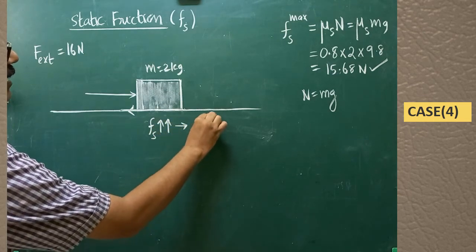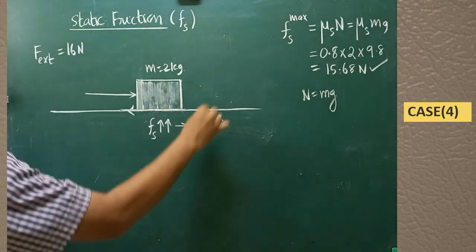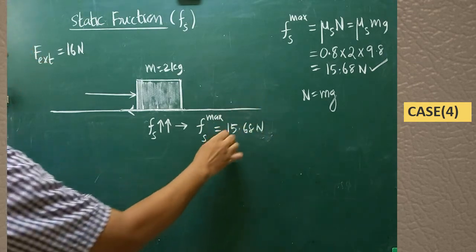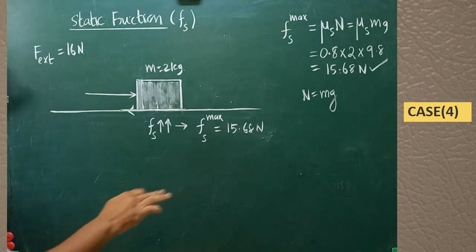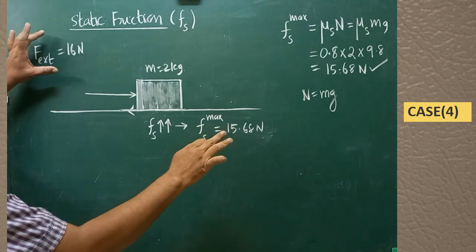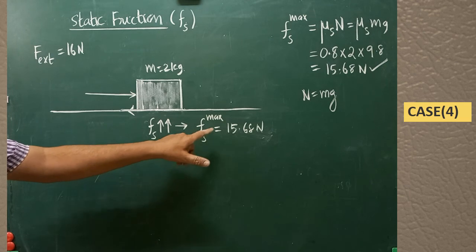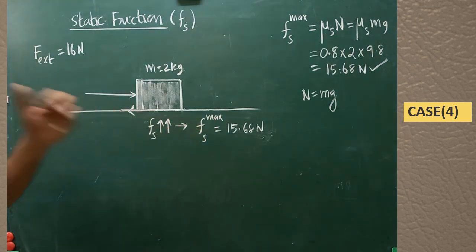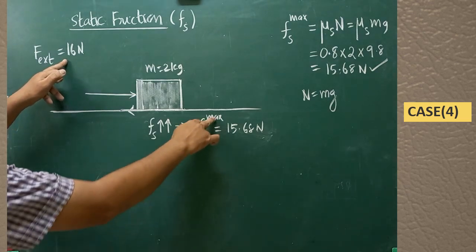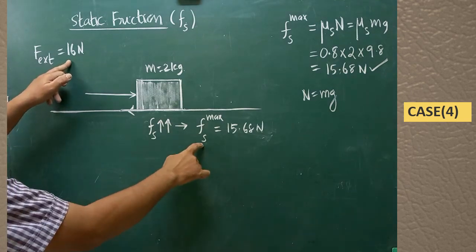That maximum limit is called what? Fs max. Are you clear? This is a standard value. It is already calculated. Its value is 15.68 Newton. The value won't change. If you go on increasing the external force, the Fs max won't change. It is a standard one, the maximum limit of the frictional force. Compare the external force and Fs max, the maximum static frictional force. Here the external force is greater and Fs max is lesser.